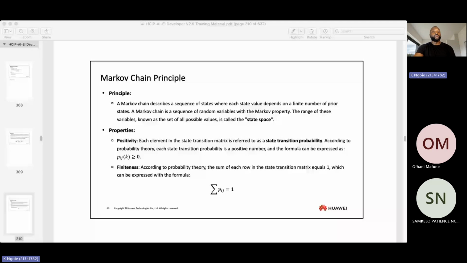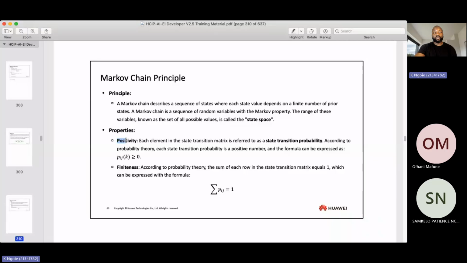All right. So in Markov we have the principle, remember what we said: the state depends on the current state, not on the past. One property that we have is positivity, which means that each element in a state transition matrix is referred to as a state transition probability, according to probability theory. This is expressed as a probability, and the sum of those probabilities needs to be 1.